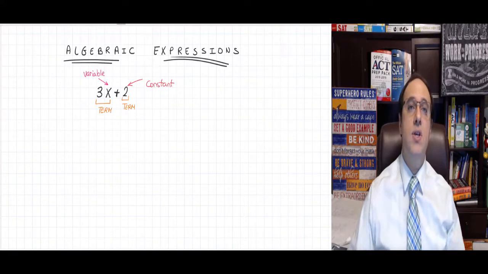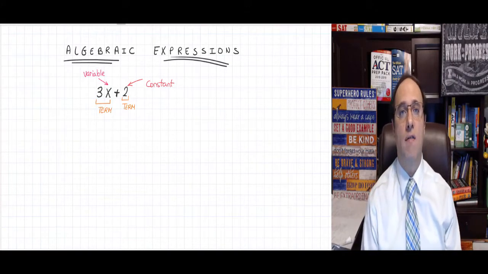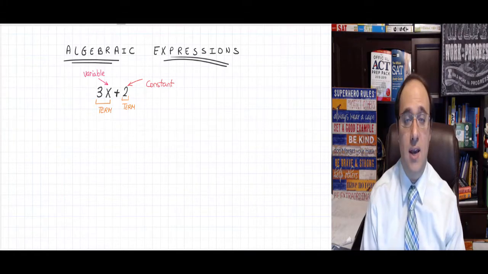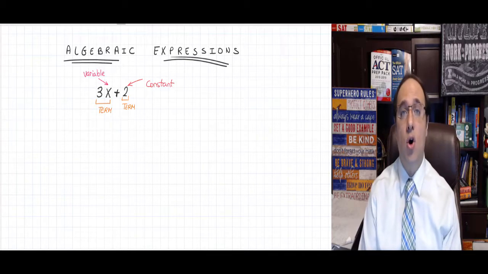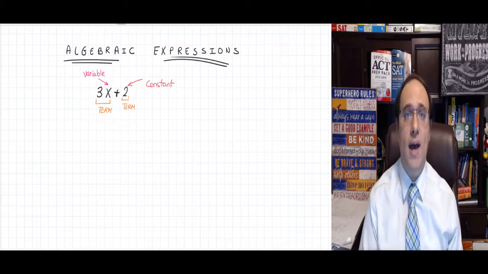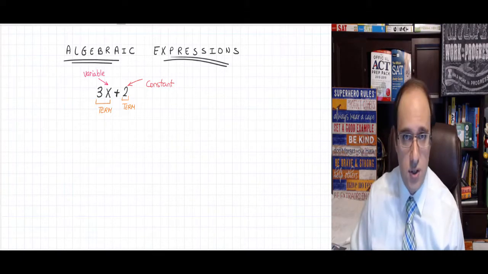X means the number of something. For example, x is the number of apples we sell in our store today. We could sell 1 apple, so x equals 1. Or we could sell 5 apples. In that case, x equals 5. So x is a variable because it changes, whereas the 2 is a constant.